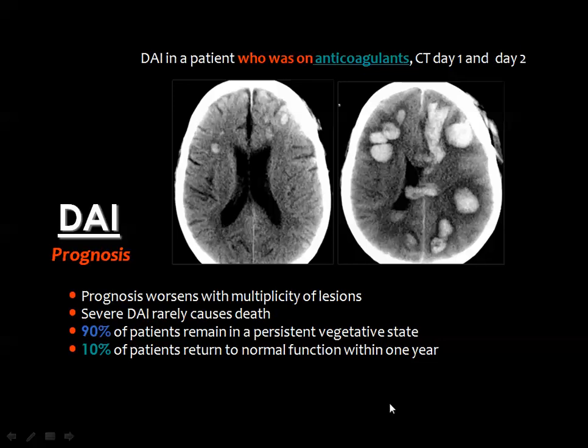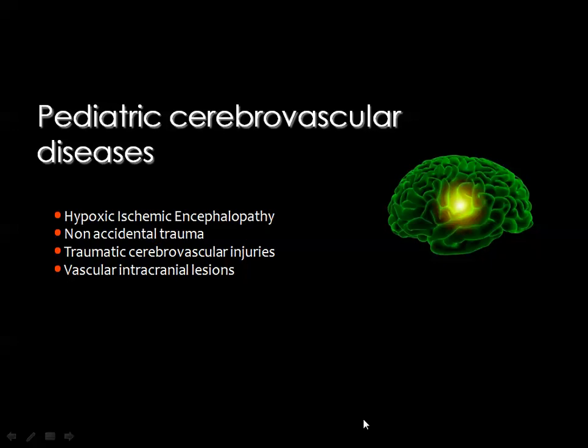Then the prognosis is worse if the lesions are multiple and severe. Diffuse axonal injury rarely causes death, as I have mentioned before. 90% of the patients remain in a persistent vegetative state, while 10% of the patients return to normal function within 1 year of the injury.